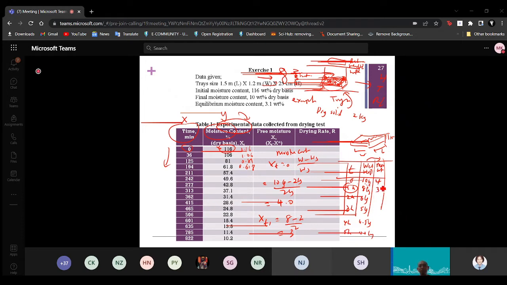So it becomes 4.0, 3.0. You see, here it's not the same as here. Like here the values are 116, 106. That's no problem, because this one is different data. This is another set of data where I just give an example of how to calculate this moisture content, X_t.